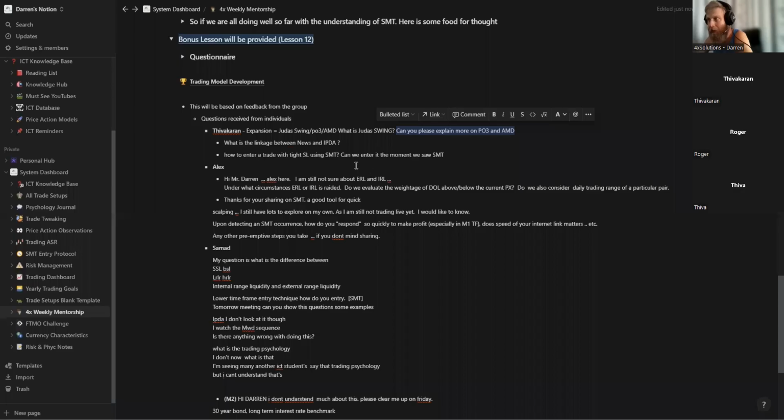So hopefully that answers your question, Tivakaran. And then you asked me another question here. What is the linkage between news and IPTA? So I'm not really quite sure what you mean by this question. IPTA is the interbank price delivery algorithm. So I don't know if you've ever watched some larger news event that unfolds.